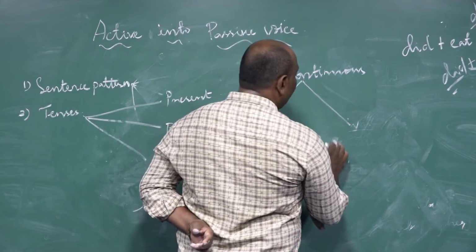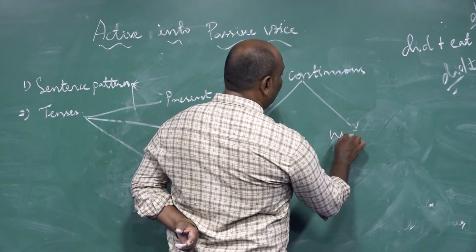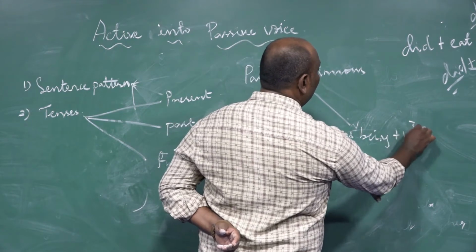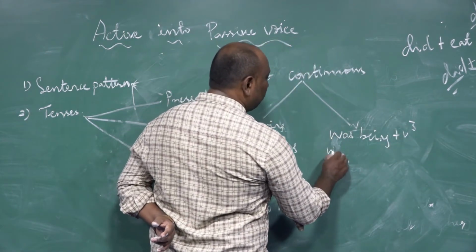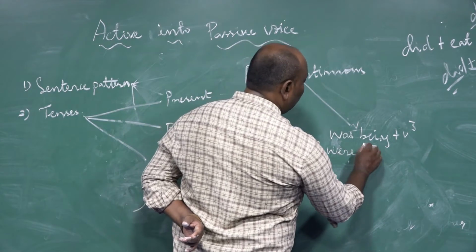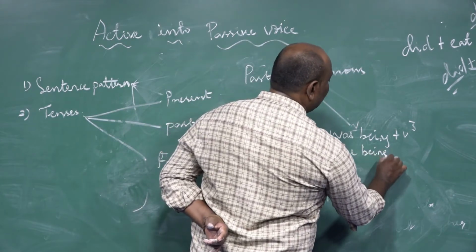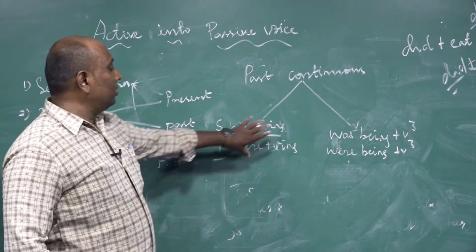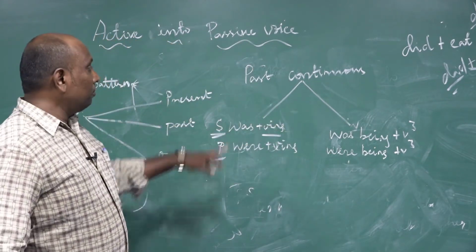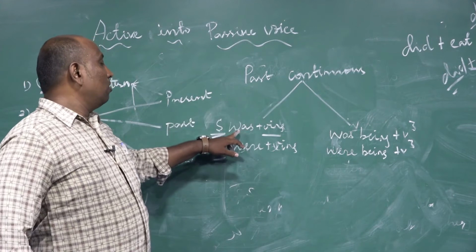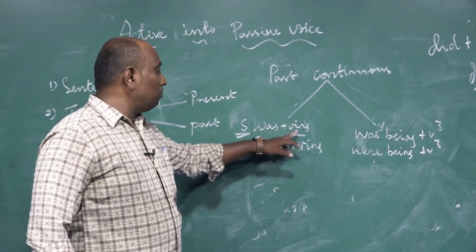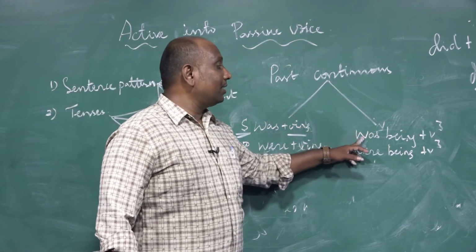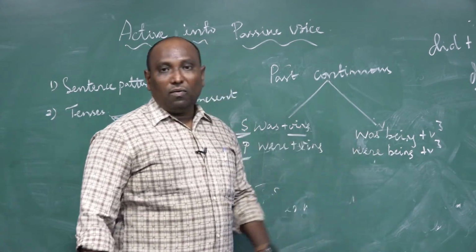What is the passive we require when the subject is singular? Was being plus verb third form. When the subject is plural, we have to use were being plus verb third form. So you should know this. Without knowing this, you cannot write it. So for making past continuous, when the subject is singular, was plus verb plus ing. When the subject is plural, were plus verb plus ing. Passive, was being or were being.